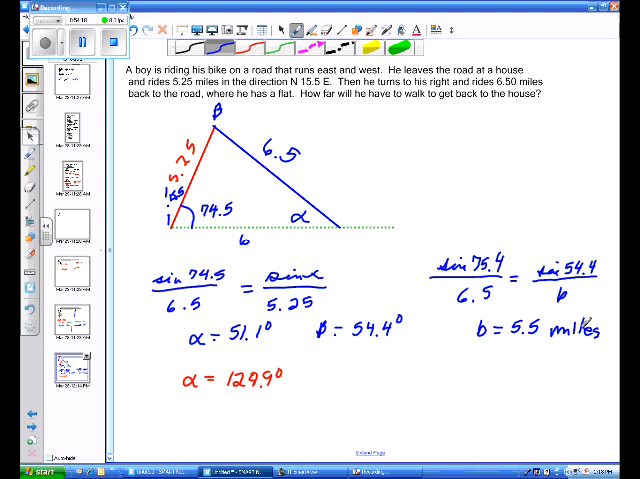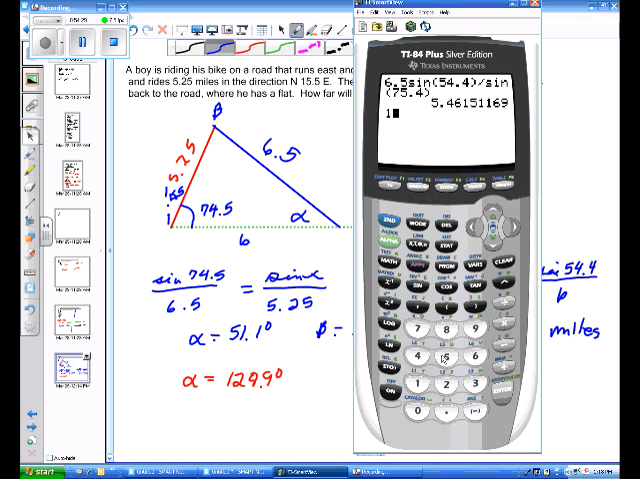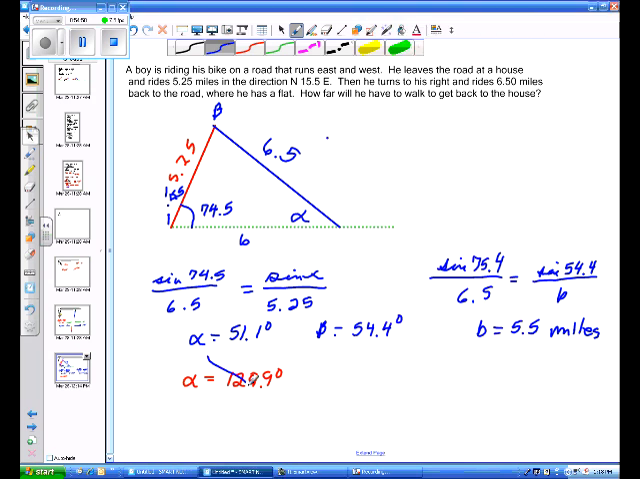Okay, that's if my angle was 51.1 degrees, but it might be 128.9. So let's go through that and see how far he would have to walk. So we have 180 minus 74.5 minus 128.9. And you've probably already noticed that you're going to run out of degrees. So that means that there was only the one triangle and our angle could not be this. So he's going to be 5.5 miles from home.